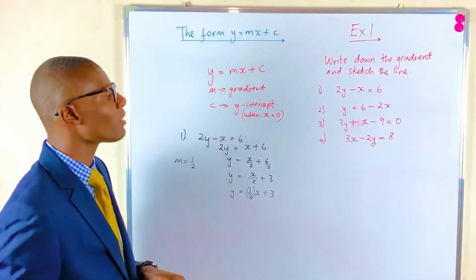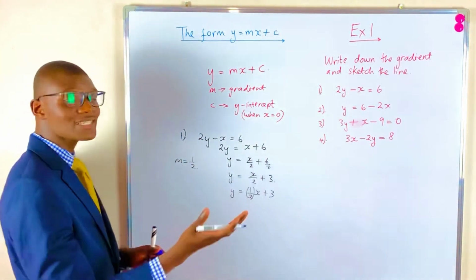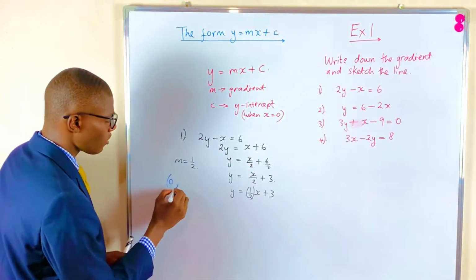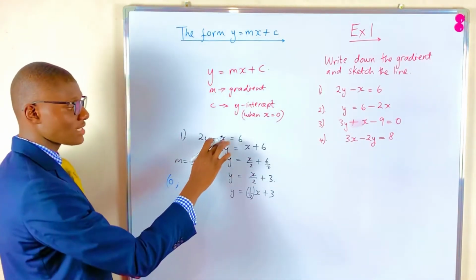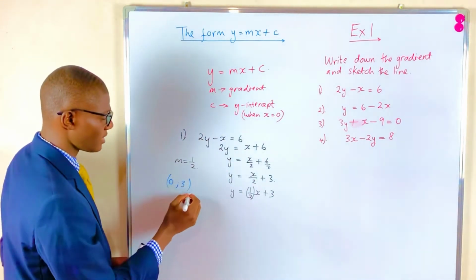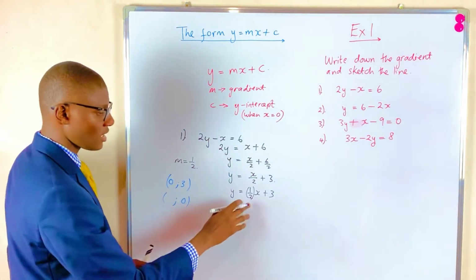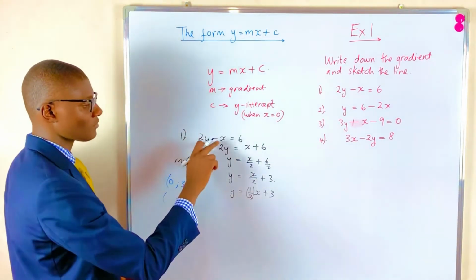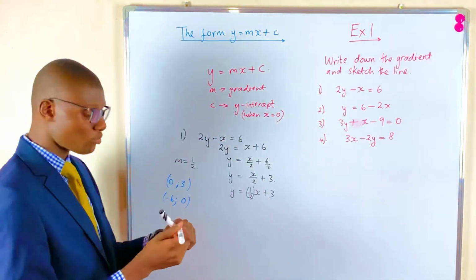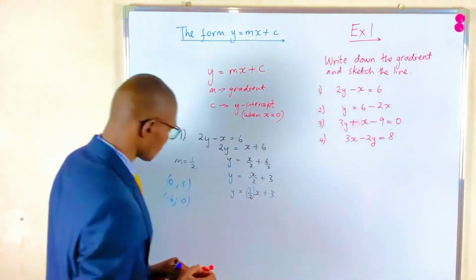And then coming up with the sketch for the line, we need the intercepts, like we talked about. When x is 0, what is y? When x is 0, y is c. So y is 3. And when y is 0, what is x? When y is 0, here, x is minus 6. So these are the 2 points that we need to come up with a sketch. Now we can simply sketch using those 2 points.